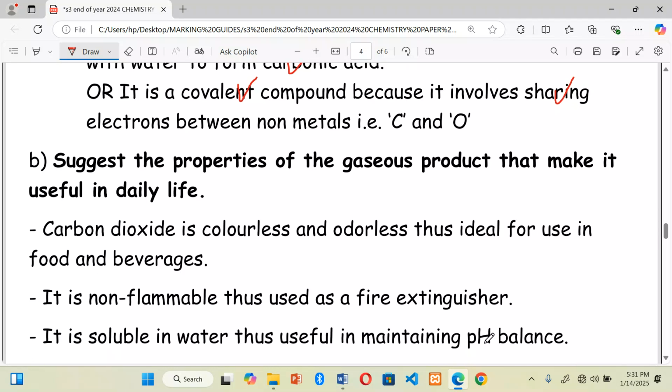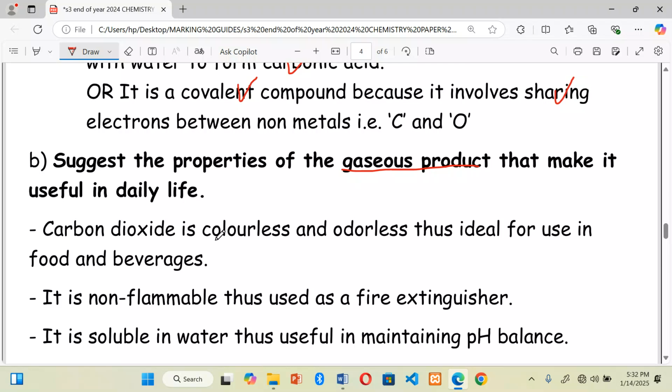Then part B: suggest the properties of the gaseous product that make it useful in daily life. Now that is where English also has to apply. Look at this gaseous product. How many products do we have? Two: carbon dioxide and calcium oxide. But this time round they are talking about the properties of the gaseous product, which means they want us to talk about properties of carbon dioxide gas that make it useful in daily life.